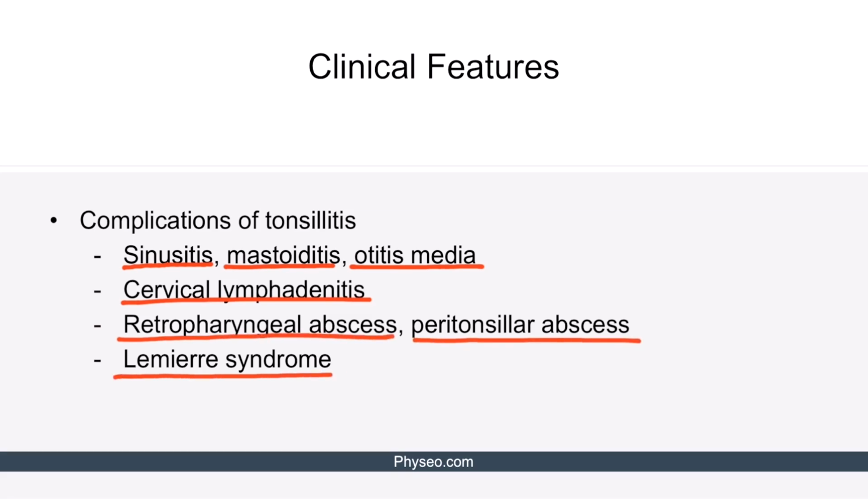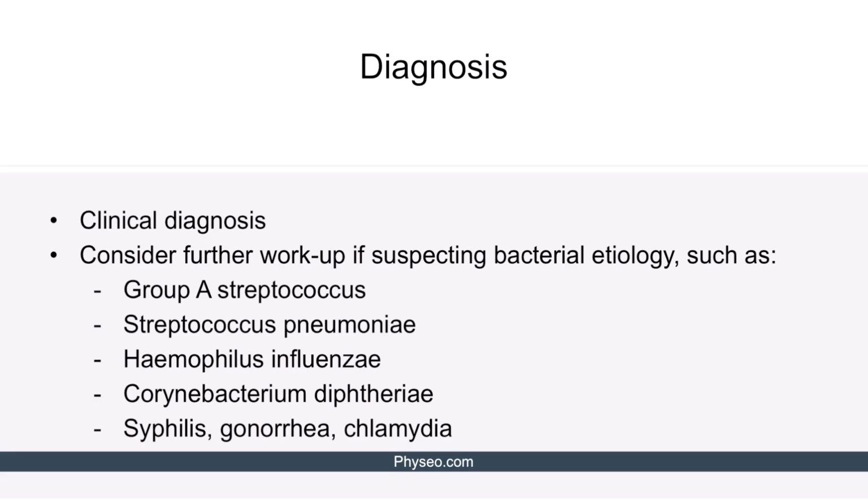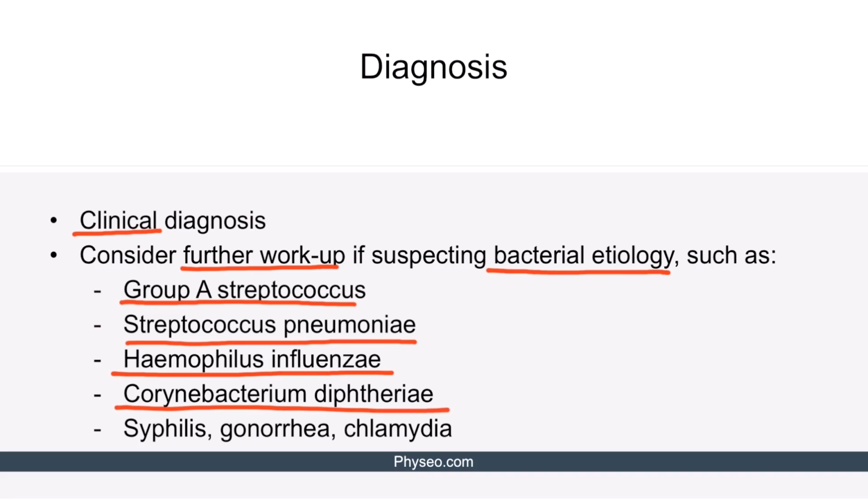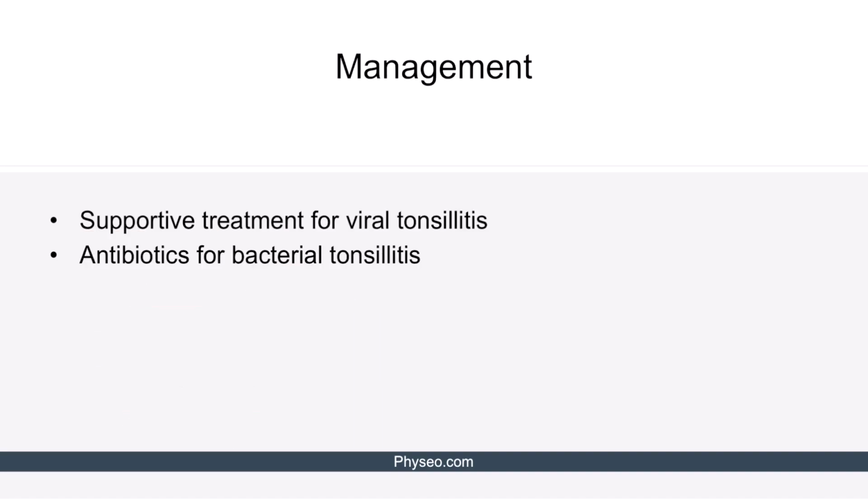and Lemierre syndrome. The diagnosis of tonsillitis is clinical, although clinicians should consider further workup if suspecting a bacterial etiology of tonsillitis, such as group A strep, Streptococcus pneumoniae, Haemophilus influenzae, Corynebacterium diphtheriae, and more rare cases of syphilis, gonorrhea, and chlamydia. The steps and workup will vary depending on the clinical context and the suspected bacterial pathogen. As with viral pharyngitis, viral tonsillitis is managed with supportive treatment, whereas bacterial tonsillitis is managed with antibiotics against the most likely bacterial pathogen.